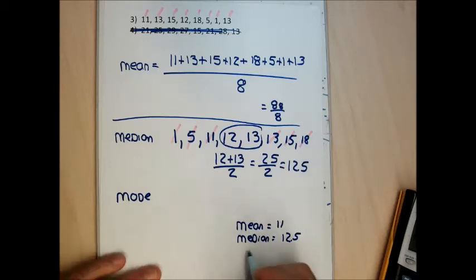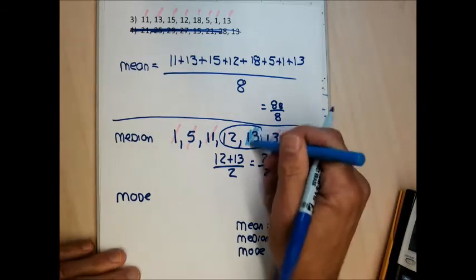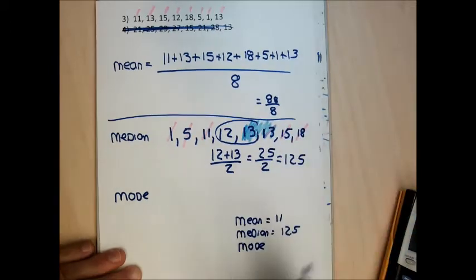The third number I'm going to put in my answer is the mode, and the mode is the number that occurs the most. There's only one number that occurs more than one time, that's the 13. So the mode is going to be the 13 because it occurs the most.